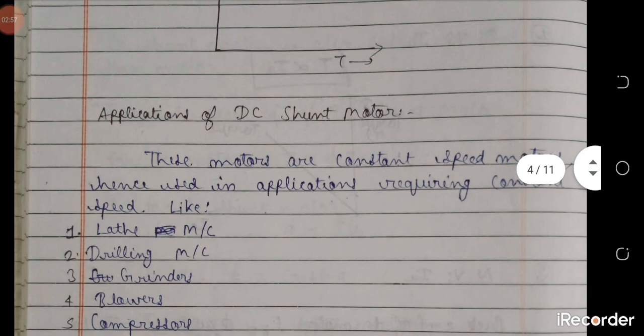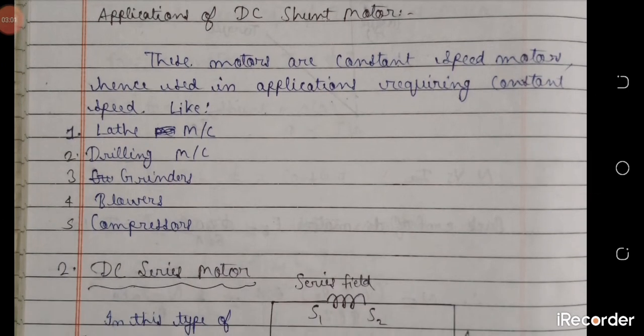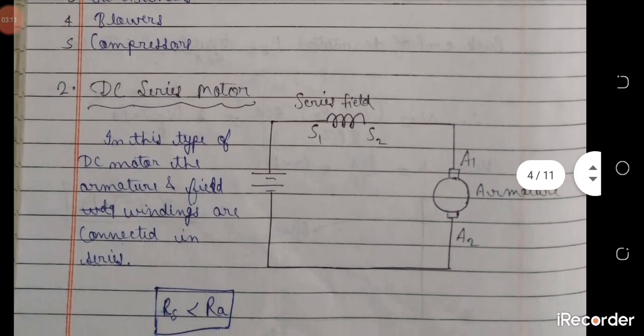Now application of DC shunt motor. These motors are constant speed motors, hence used in applications requiring constant speed like lathe machine, drilling machine, grinder, blowers and compressor. Now second we will discuss about DC series motor.